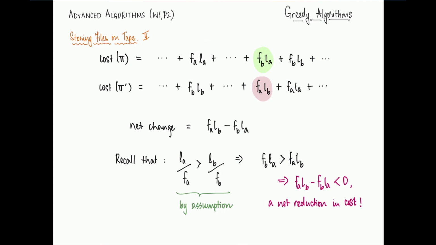So overall, we have a better ordering now, an ordering that is better than a presupposed optimal ordering, which contradicts the optimality of pi. And therefore, greedy actually works. So that concludes our discussion about the file storage problem, this time with frequencies and the situation where we were trying to optimize for the total cost.